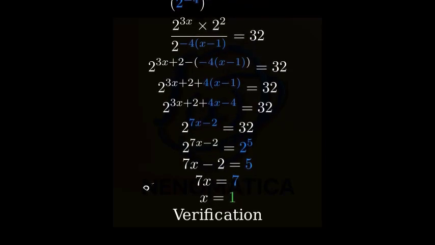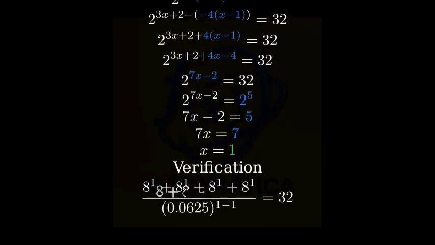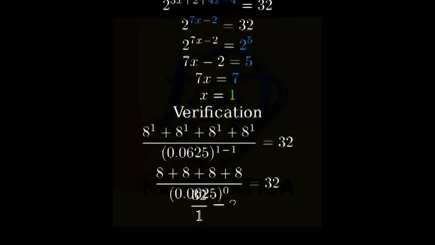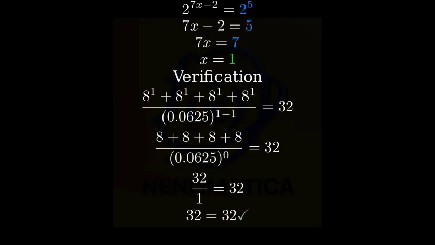We can verify our answer by substituting x equals 1 back into the original equation. When we do so, we'll get 32 on both sides, confirming our solution is correct.